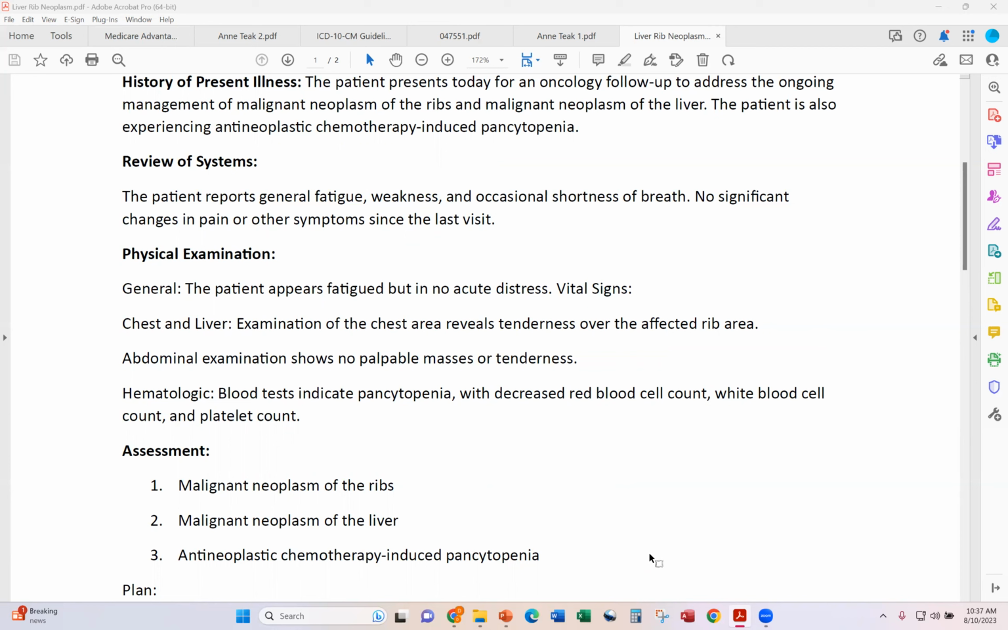Okay, so what happens when you hit a wall like this? When something happens like this where there's not enough information, what do you do?